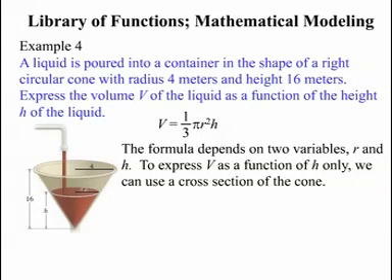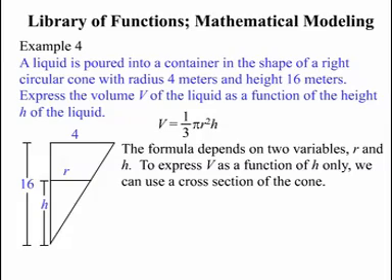The formula depends on two variables, r and h. To express V as a function of h only, we can use a cross-section of the cone. So we're going to get rid of this fancy looking cone and just change it to a couple of triangles. So here's a cross-section of the cone. We know that it is 16 meters high, it is 4 meters radius, and we're looking for it in terms of h and r. So we'll just use h and r for it instead.